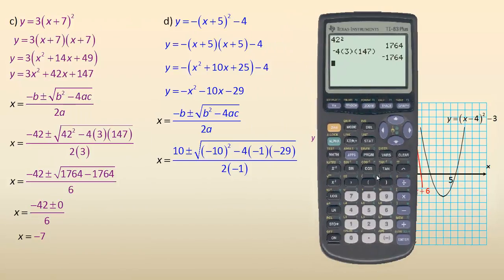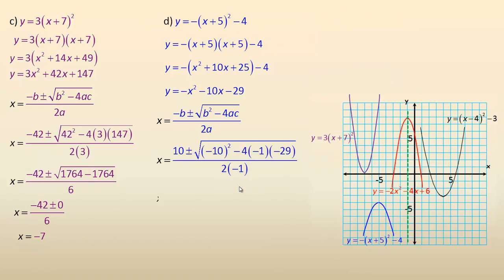So let's do this. Okay, so we've got the negative 10 that we're squaring. Of course, that's the same as 10 squared. So that's going to be 100. And so now we've got minus 4 times negative 1 times negative 29. So this is 100. And from that, we're going to be subtracting 116. Remember, there's 3 negatives here, so that's why it's going to be subtracting 116. Now, 100 minus 116 is negative 16. So underneath the root, we get a negative.